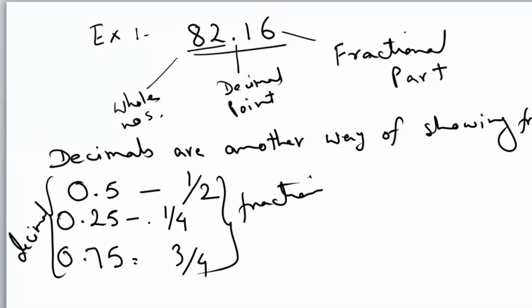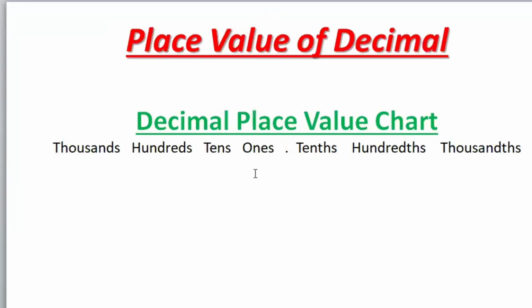Understand? So what are decimals? When we use a decimal point to separate the whole numbers from the fractional part. Or you can say it's another way of showing a fraction. Decimals are another way of showing fractions. Understand? Now let's check the next part of decimals, that is the place value of decimals. Now we will learn the place value of decimals.